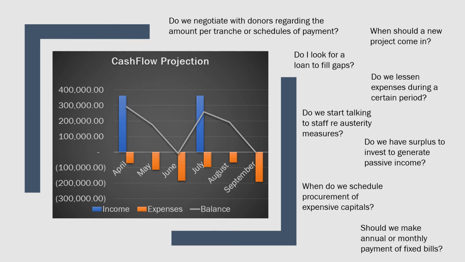Do we have a surplus to invest to generate passive income? When do we schedule procurement of expensive capitals? Should we make annual or monthly payment of fixed bills? The cash flow projection will feed a lot to these decisions.